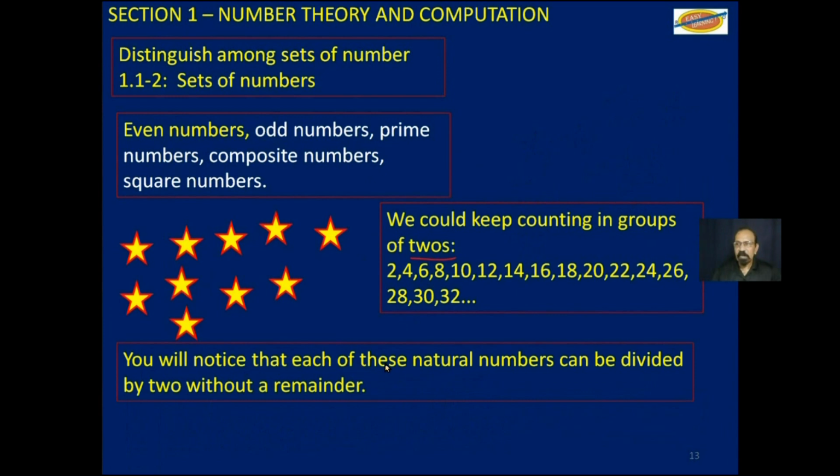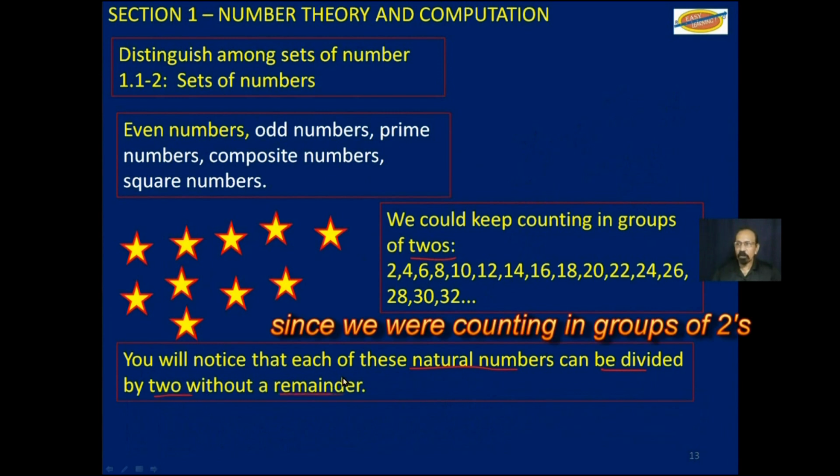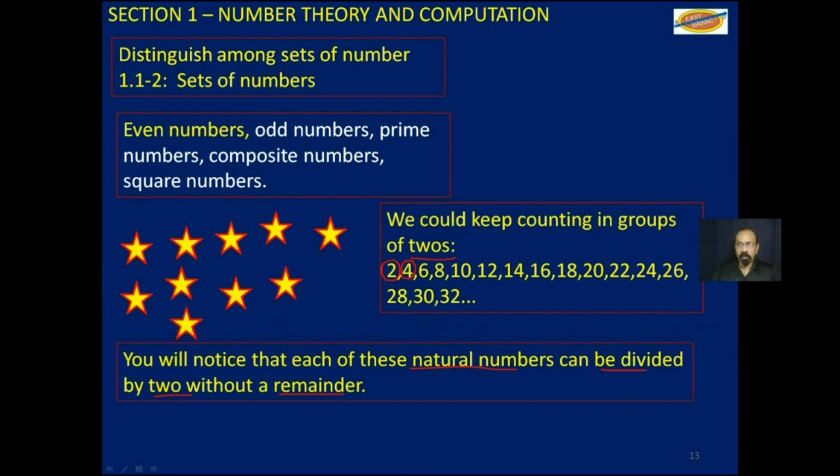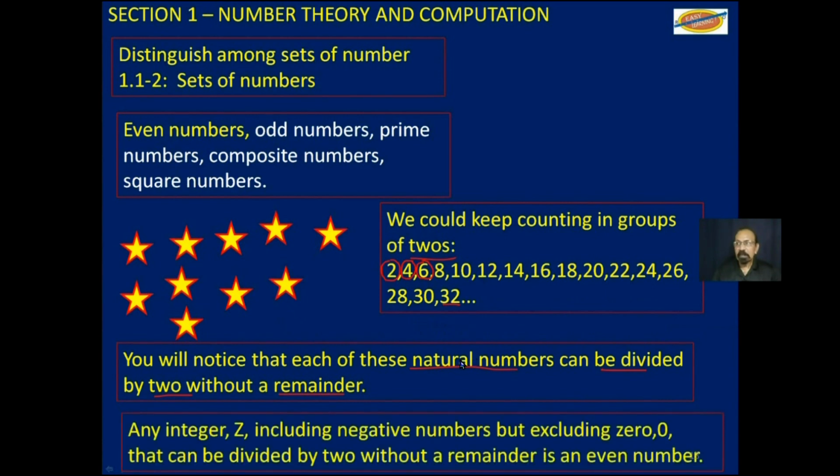You will notice that each of these natural numbers can be divided by 2 without a remainder. You could divide 2 by 2 without a remainder. You could divide 4 by 2 without a remainder. You could divide 6 by 2 without a remainder. You could divide 32 by 2 without a remainder. Now, any integer, including negative numbers, but excluding 0, that can be divided by 2 without a remainder is called an even number. So that's what an even number is.